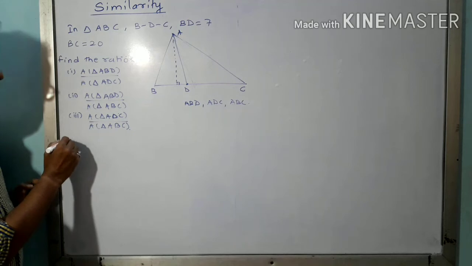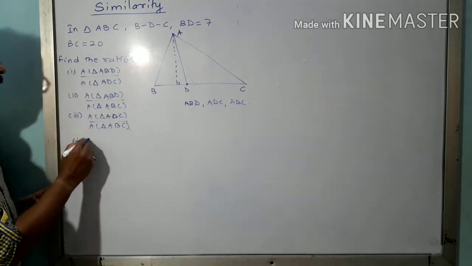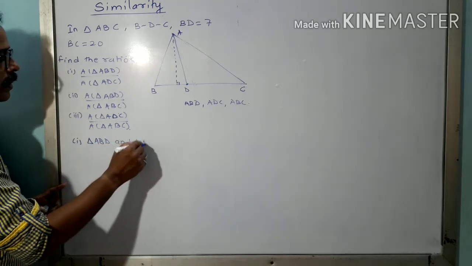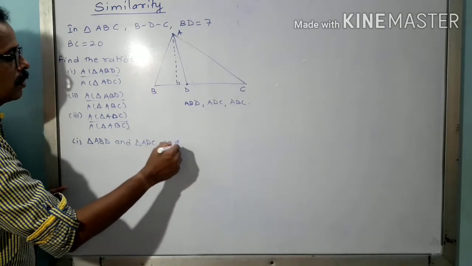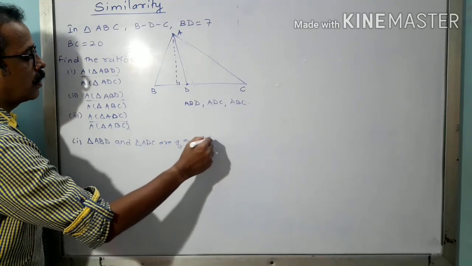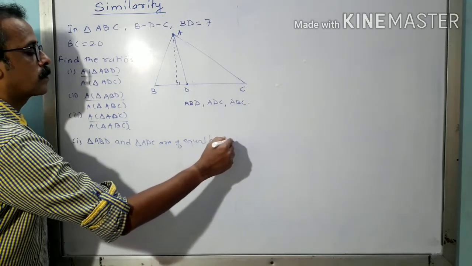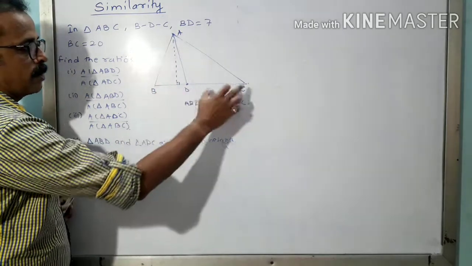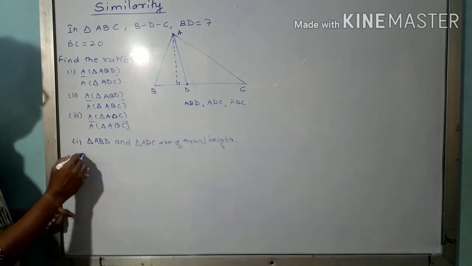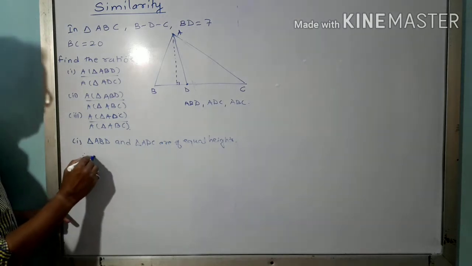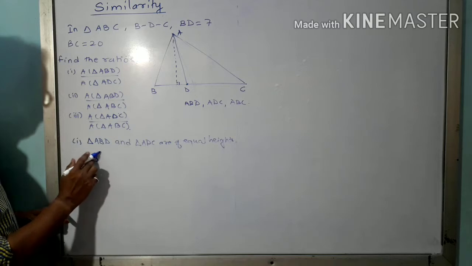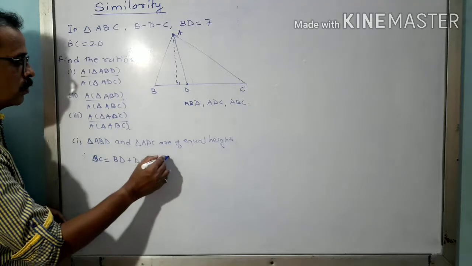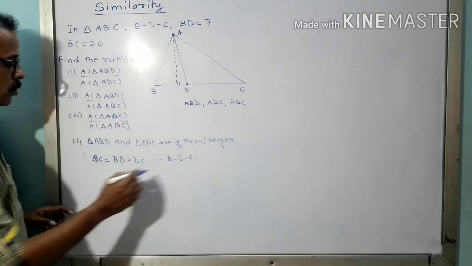Okay, so first point I am going to write down is that triangle ABD and triangle ADC are of equal heights. Okay, then I have the base of triangle ABD as BD, but DC I don't have. Okay, so therefore that is BC, total BC is equal to BD plus DC. What is the reason? B-D-C.